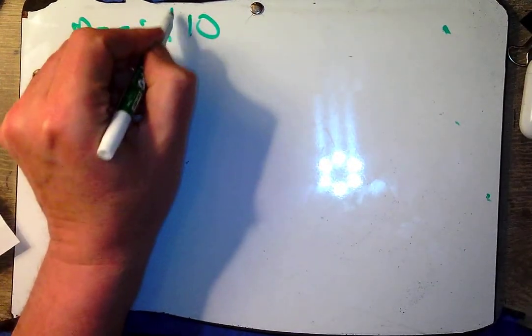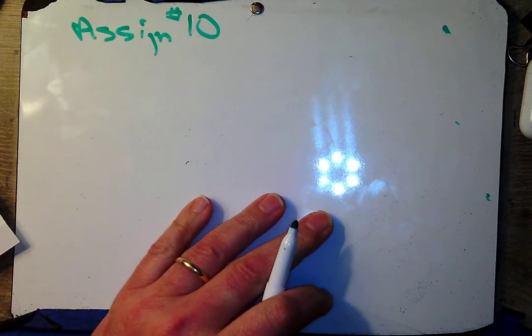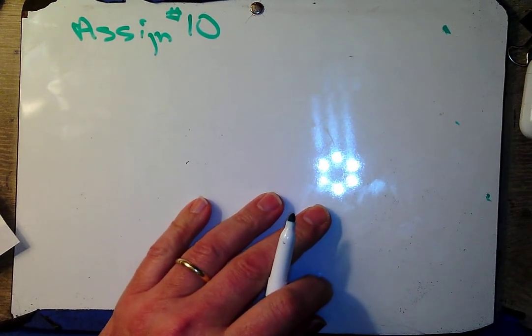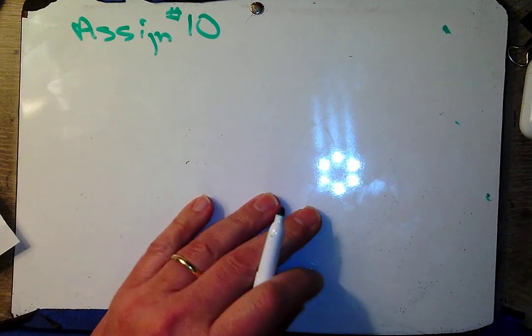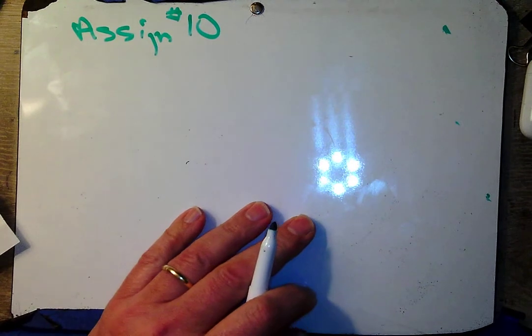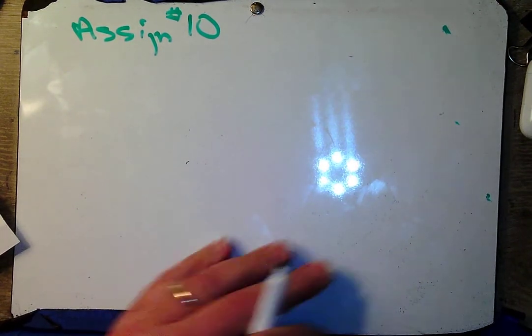Hey everybody. So this is assignment 10. And we're going to do some more with trig and triangles today, but I also want to do some talking about solving trig equations and simplifying trig expressions by using our identities. A whole smorgasbord of opportunities for learning here.